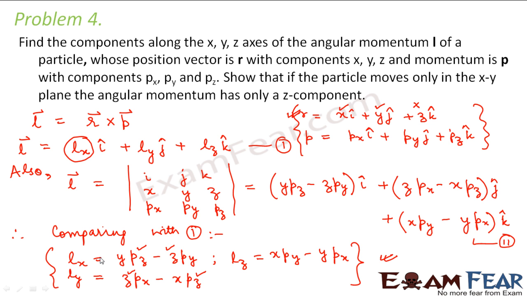So you see that Lx comes out to be 0, Ly comes out to be 0, but Lz is the only one which will not be 0, because it neither has z nor has pz.